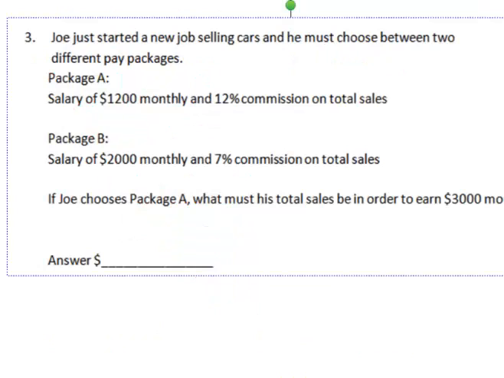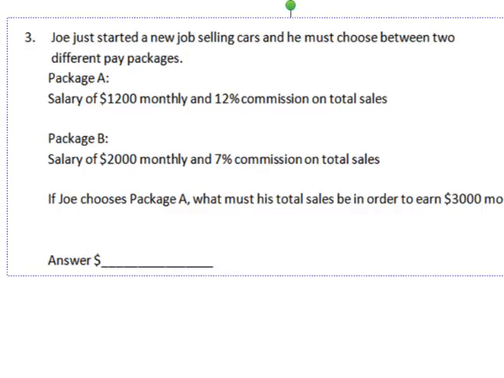Question 3. Joe started a new job selling cars and he must choose between two different pay packages. Package A says that he'll earn $1,200 a month plus 12% commission. Package B says he earns $2,000 a month and 7% commission. The question is, if Joe chooses package A, what must his total sales be in order to earn $3,000 a month?